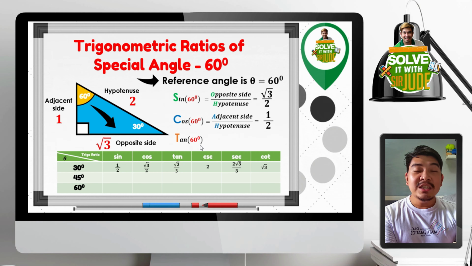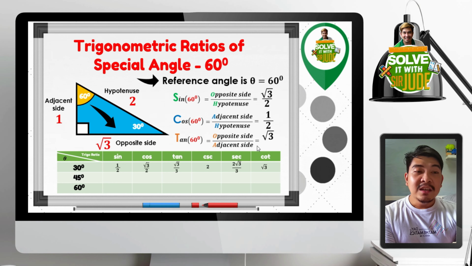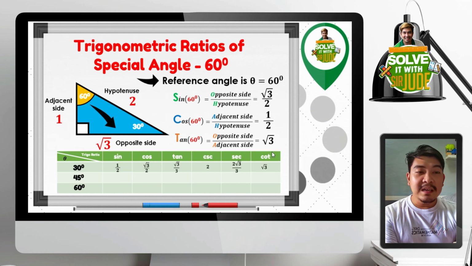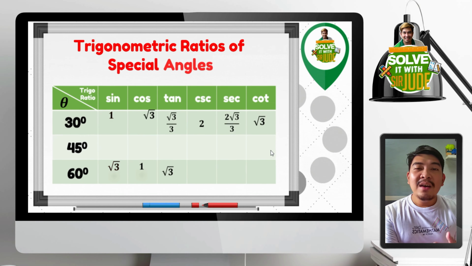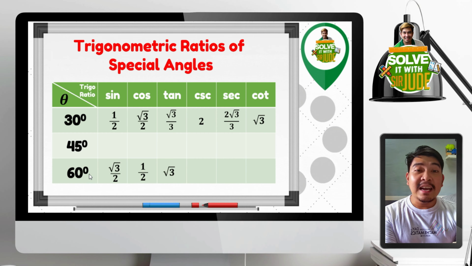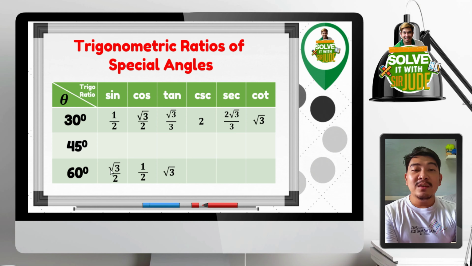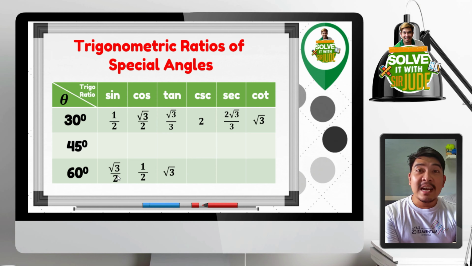And then for the last one, tangent 60 degrees, we have opposite side over the adjacent side. So that will be square root of 3 over 1, or simply square root of 3. So we already have the first 3 trigonometric ratios in the 60 degree angle. But we can actually get the remaining 3 by getting the reciprocal of sine, cosine, and tangent.